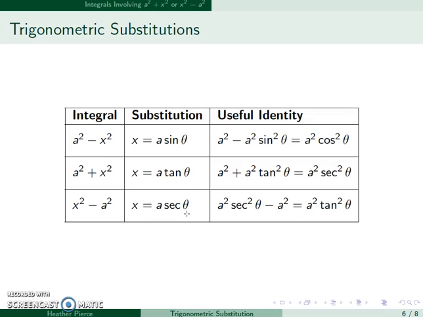Like I said, if you see a squared minus x squared, then we're going to let x be equal to a sine theta. And when we substitute this back into the problem, we're going to get a squared cosine squared theta. If we see a squared plus x squared, we'll use x equal to a tangent theta. And when we substitute this back into the problem, we get a squared secant squared theta. Finally, x squared minus a squared should be x equal to a secant theta. And when you substitute this back in, you get a tangent squared theta.